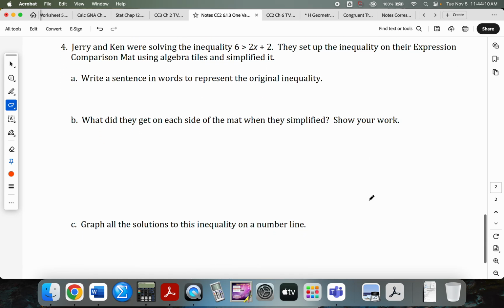All right, so let's look at this last one. Jerry and Ken were solving the inequality 6 is greater than 2x plus 2. They set up the inequality on their expression comparison mat using algebra tiles and simplified it. So let's start with a sentence in words to represent the original inequality. So all words, no symbols, including numbers. 6 is greater than 2x plus 2.